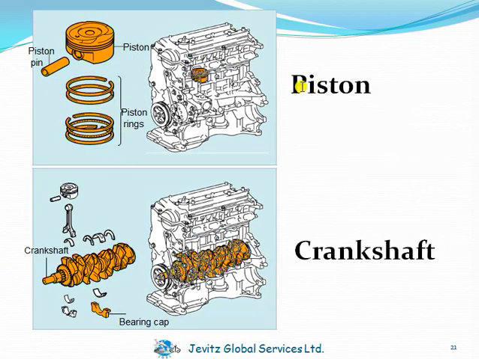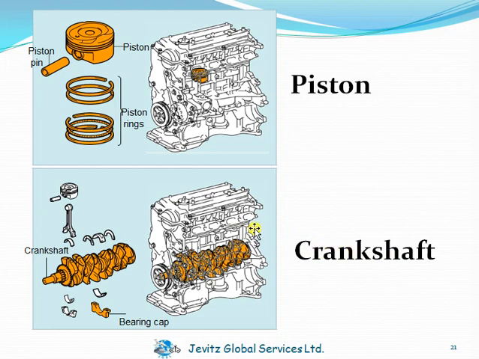The next one I will talk about is the piston. We can see how the piston looks while in the engine. Then here it is being removed and we can see the components and parts of the piston. We have the piston, we have the piston pin as labeled, and these two are called the piston rings.